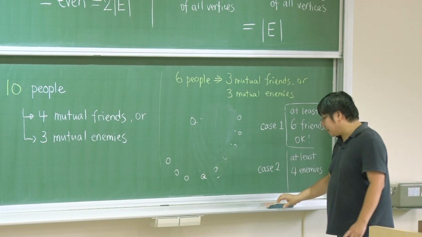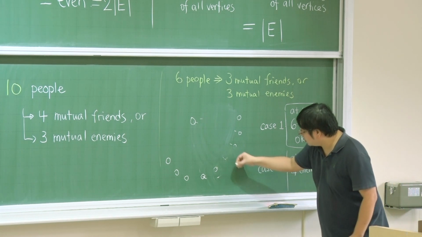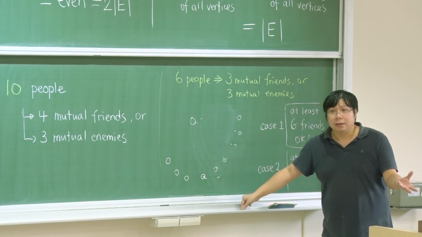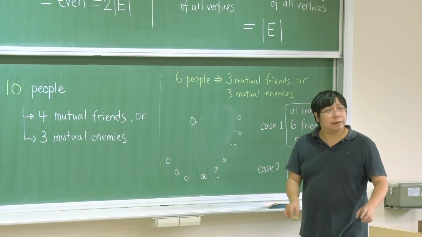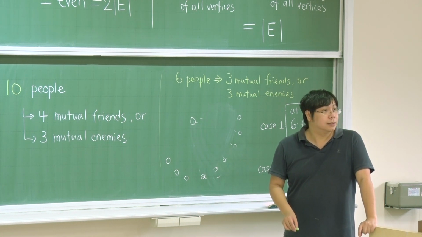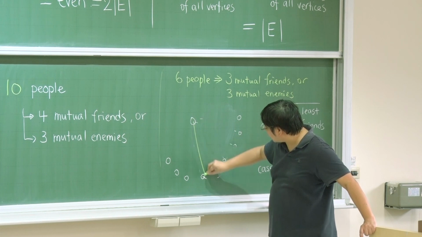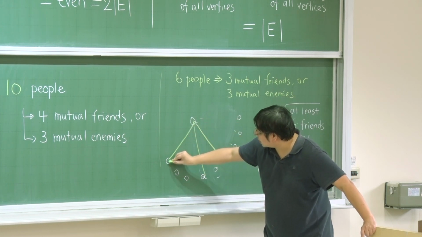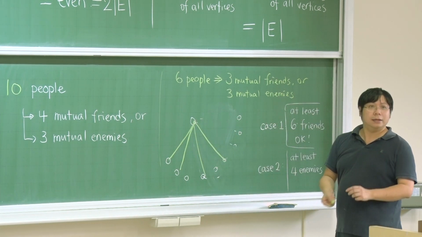If you don't find 6 friends, so there are at most 5 friends. If there are at most 5 friends, then there are at least 4 enemies. Is that okay? So let's say this one is an enemy, this one is an enemy, this one is an enemy, and this one is an enemy. Is that okay?